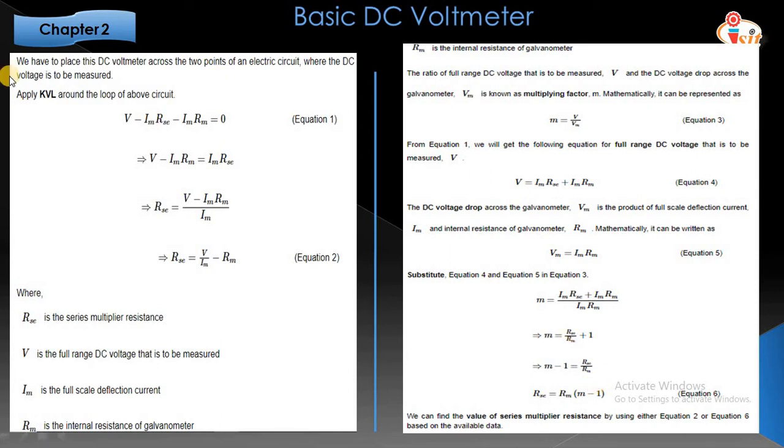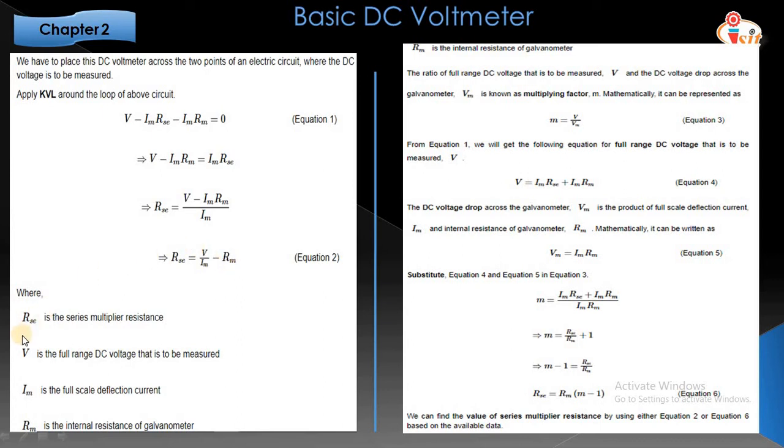Again I am repeating that. Apply KVL around the loop of the above circuit. What is the equation now? V minus Im Rsc minus Im Rm is equal to 0. Now take this Im Rsc here, it becomes positive. Then divide the equation by Im. Then Rsc is equal to (V minus Im Rm) upon Im. The final equation is Rsc is equal to V upon Im minus Rm.